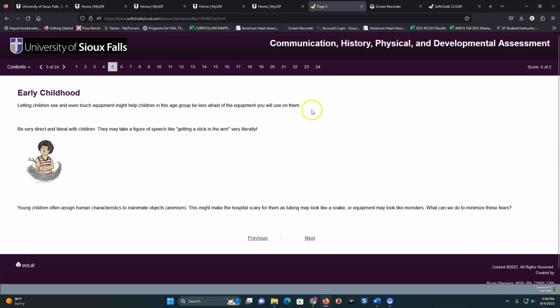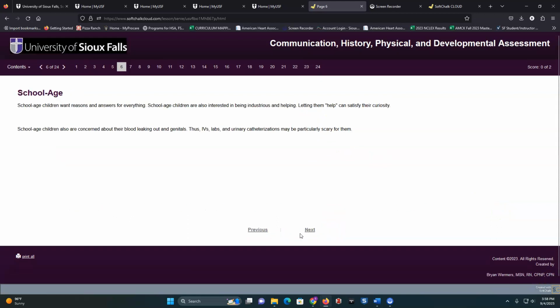So once again, let them play with it as much as possible. School age, they are very industrious. They want to help. They want to know answers for everything. They're very inquisitive, so let them ask. Let them see. Let them help. Let them push the buttons as much as possible.